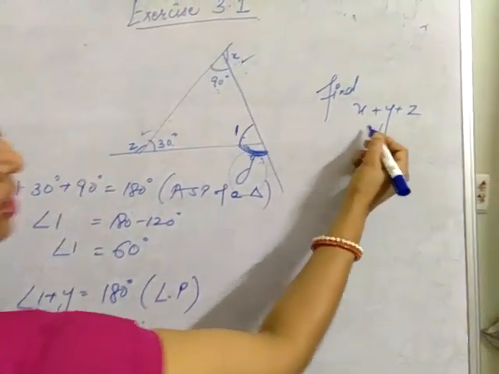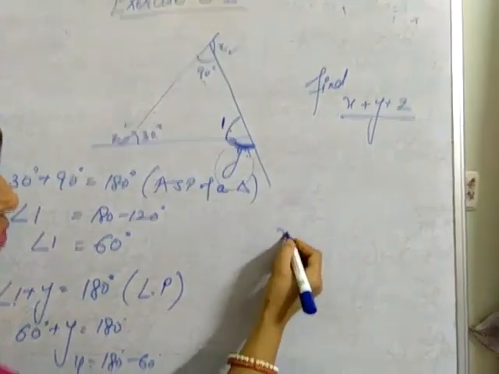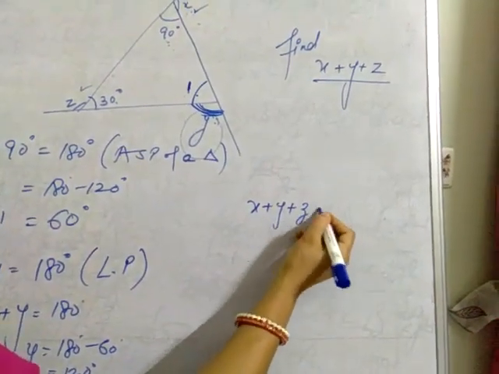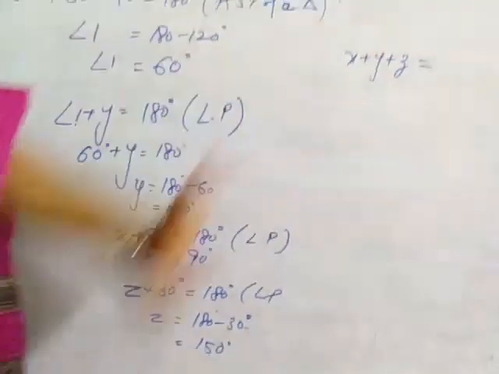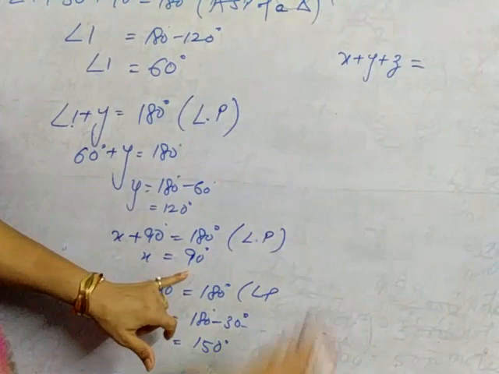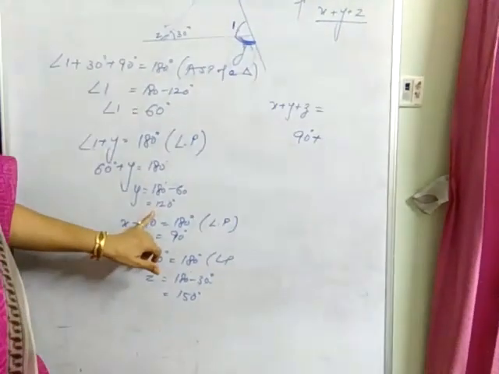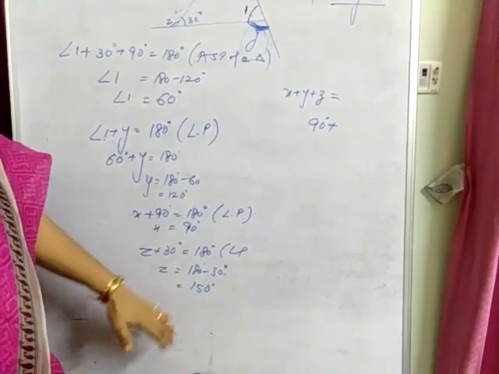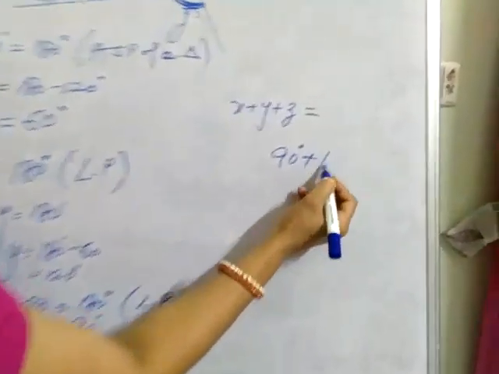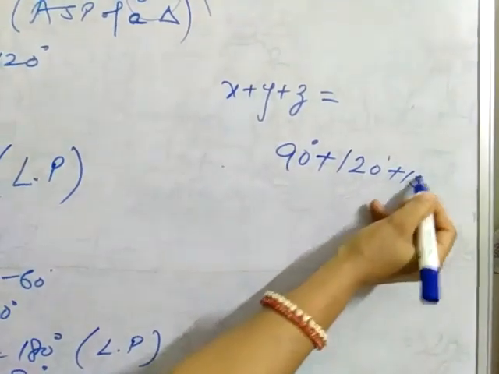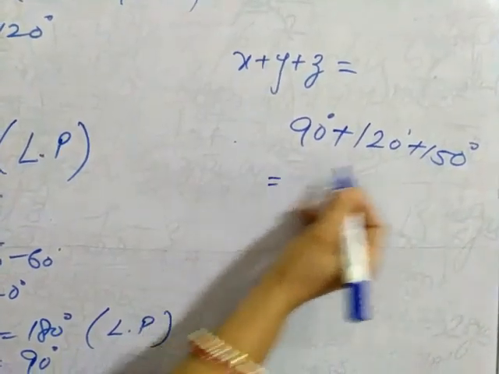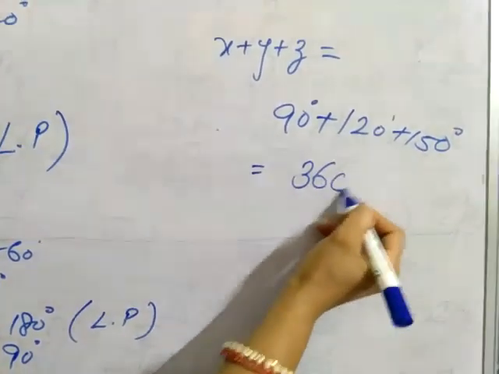Now we were supposed to calculate the sum of these angles. So now x plus y plus z, it's equal to what? The value of x. Beta, first is x, so you will put the value of x. So x was coming 90 degree. So 90 degree plus y was 120 and z was 150. And their sum comes out to be, if you add them, it's 360 degree.